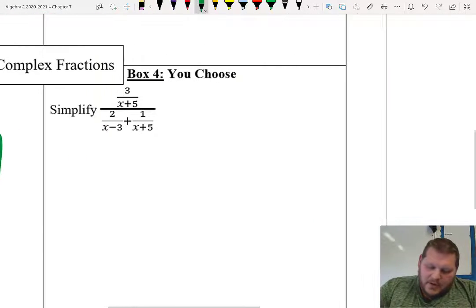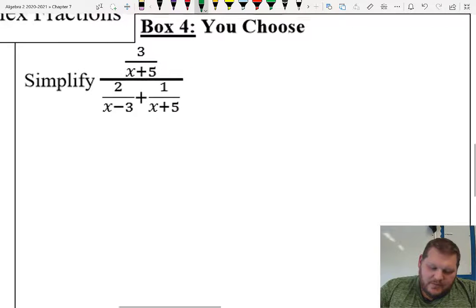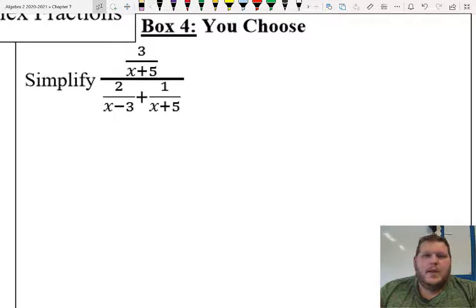So box number 4, you choose. Here we got a new problem. Again, whichever one you prefer, go ahead and try that method. I'm going to go through and do this with you using option 2 because, like I just finished saying, that is my preferred method. I'd rather do an LCD and then cancel out what's in common.